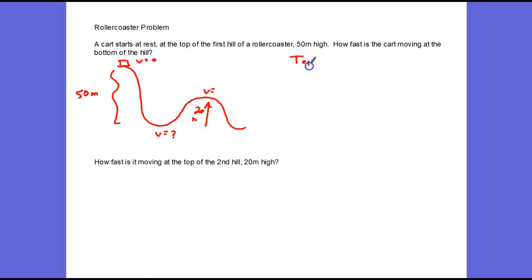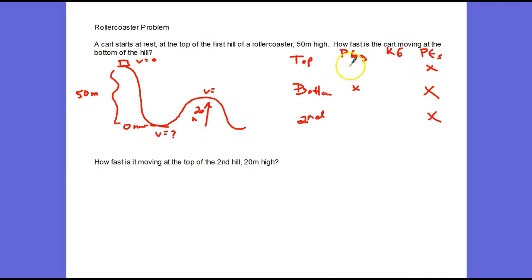So at the top, do we have gravitational potential energy? Do we have kinetic energy? Do we have spring energy? Well, there's no springs in this problem. So we're going to do top, bottom, and second hill. And there's not going to be any spring energy anywhere. At the bottom, this is a height of 0. And so there will not be any gravitational potential energy.